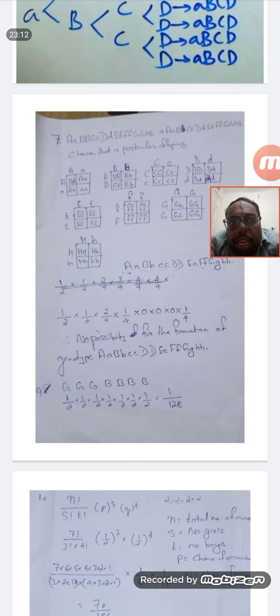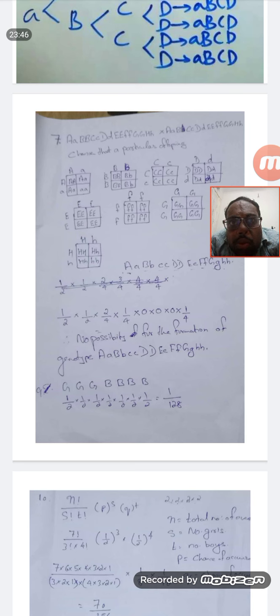And the next one is B. Here also the chance is 2. And the next is C, and here they are asking small c. Small c is also possible 2 times. And next they asked capital D, which is possible 1 time. And next they asked heterozygous E, that is capital E small e.